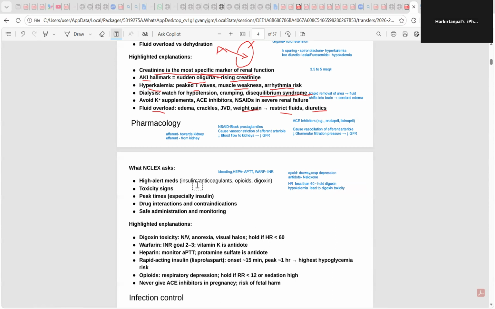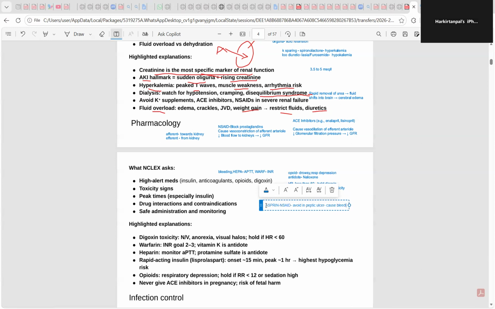Mainly, we can check for any toxicity signs, and we can check the insulin action time, and if there are any interactions and the drug contraindications. For example, see if the client is getting aspirin or an NSAID. We should not administer it, avoid it in peptic ulcer. You know why? Because it can cause bleeding.